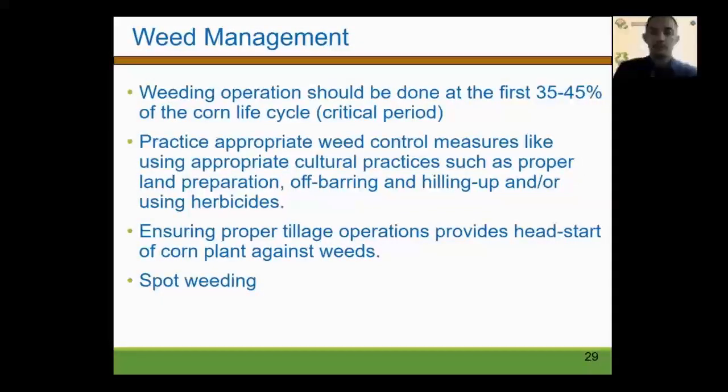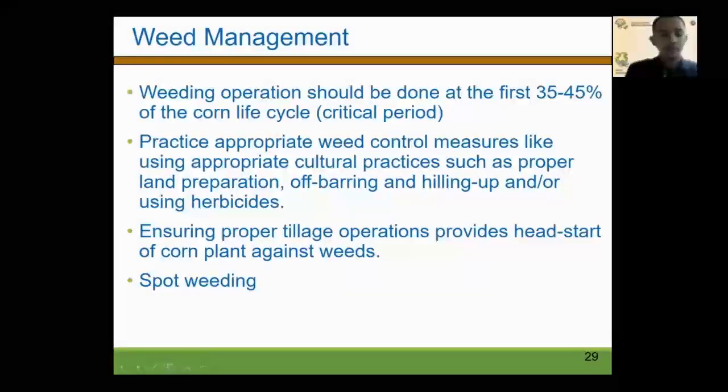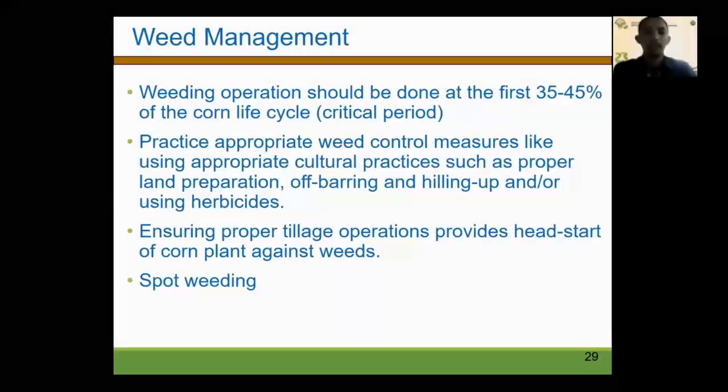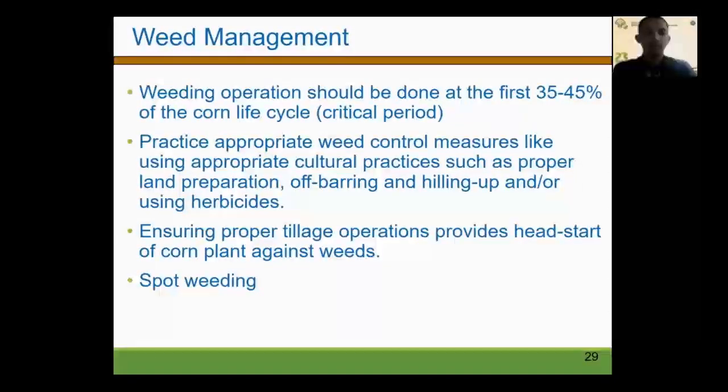Weeding management. Weeding operation should be done at the first 45% of the corn life cycle. So it is a critical period where it is still on its vegetative stage, where this pest would infest. So appropriate control of weed, like using cultural practices, farmers' practices such as proper land preparation, off-barring, hilling up, and or using herbicides. Ensure proper tillage operations will provide a head start of corn plant against weeds, and spot weeding can be done also.